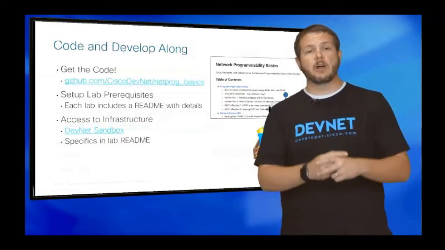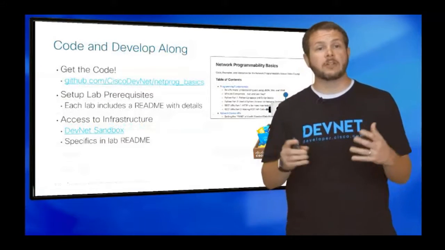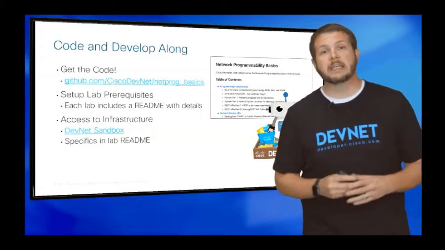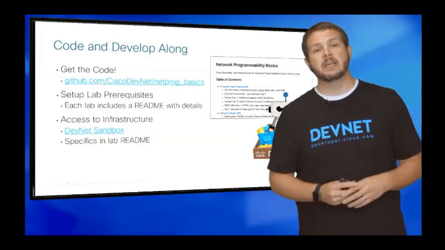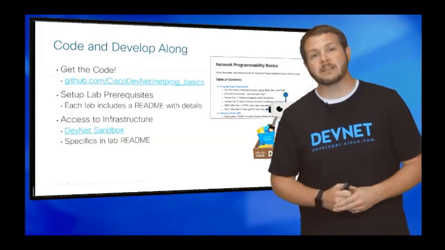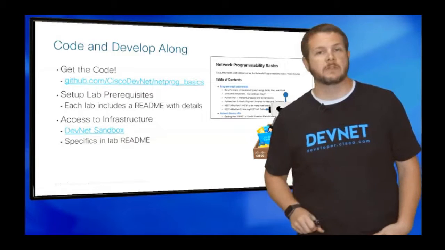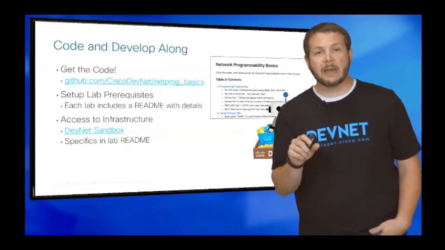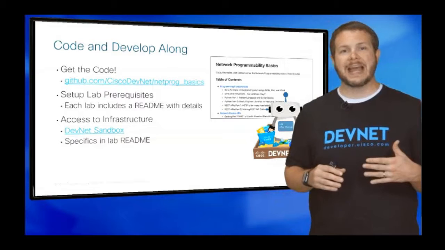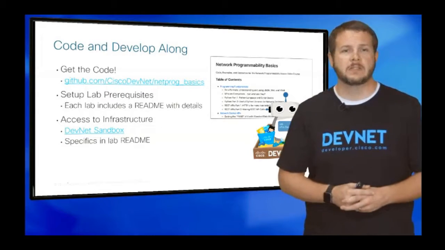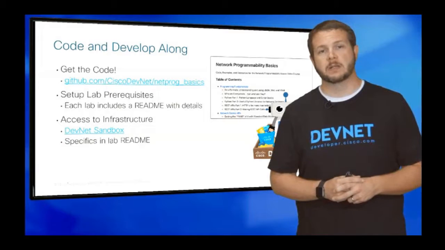Now, if you want to follow along as I go through, please do. I encourage it. You can grab all the code and details on our example up on GitHub, on github.com/CiscoDevNet/netprog_basics. And you can download and get access to all the code samples and information for these lessons. Each lab includes a README, which details how to get access to all of the prerequisite tools, features, utilities, how to get your laptop or your workstation set up to run them.